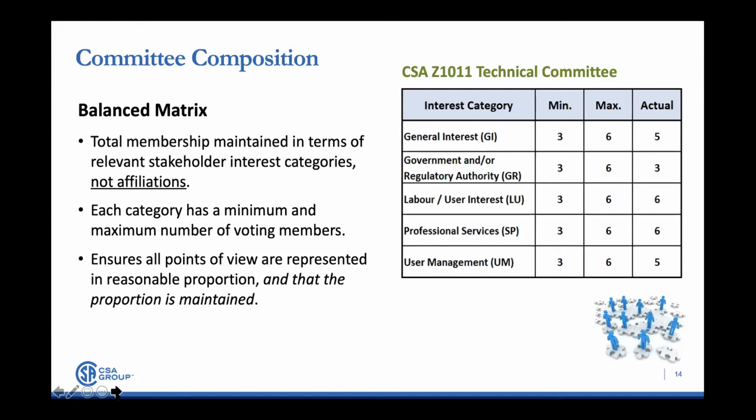And the project managers go through the membership at the beginning of every meeting and with the executives to ensure that we maintain that. As you can see on the right-hand side, that's the CSA Z1011 technical committee as of last week. And in this particular case, we're balanced. None of the categories drop below the min. And in some cases, you can drop below the min as long as the two smallest categories don't exceed the size of one largest category. So you can tell there's a little bit of math involved in this process.